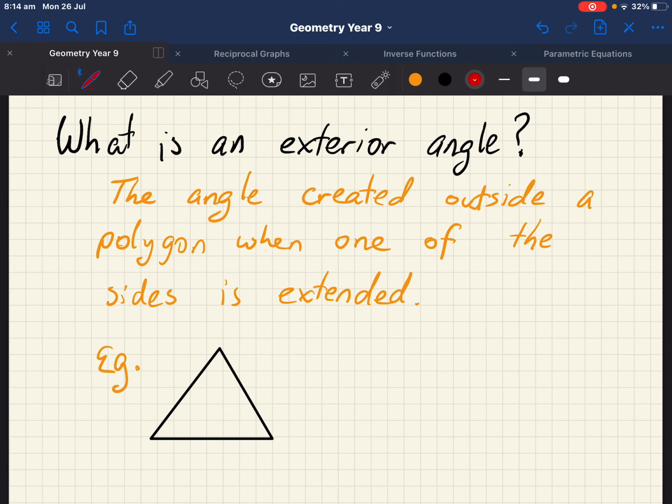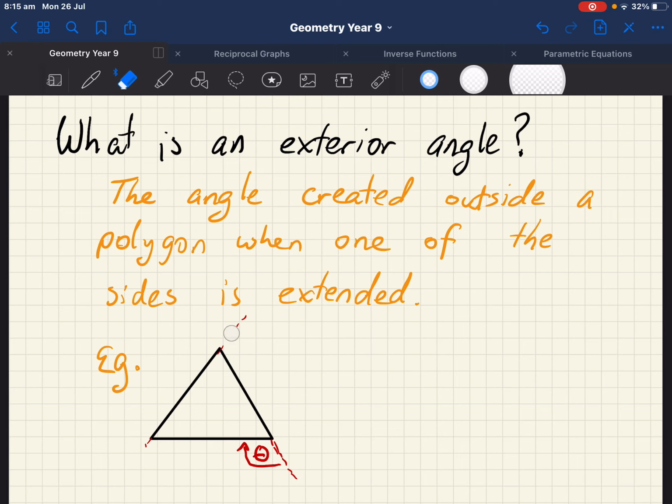So let's just take any one of these three sides here and extend it. When you do that, you end up creating this angle here. That's what we call the exterior angle. That's not the only exterior angle. You know, we could have extended any of the sides. For example, this one here. I've now just created another exterior angle. I could have extended that side the other way to create this exterior angle, and so on. So that's what an exterior angle is.